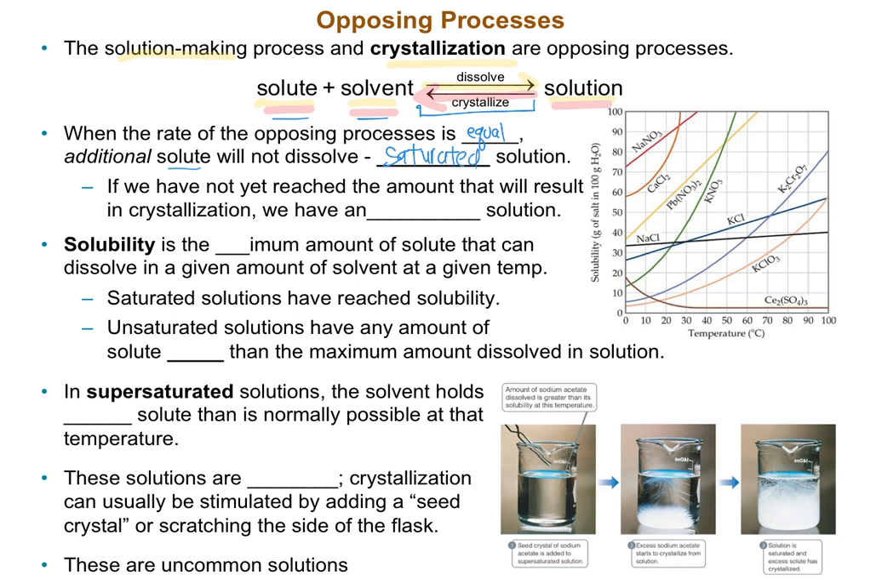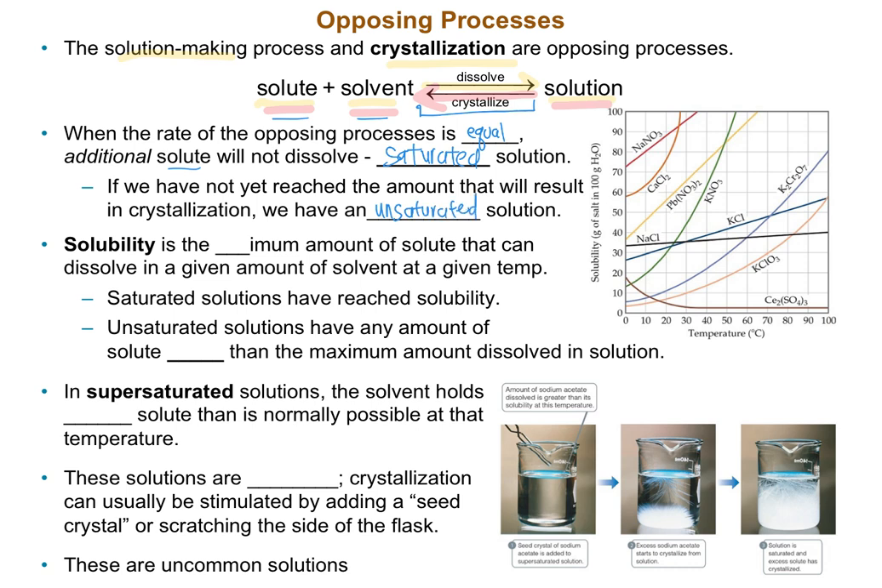So I can't dissolve anymore. I am saturated. Just like if I had a towel and it was saturated with water, it can't hold anymore. It's now getting ready to drip, right? If I haven't yet reached that amount to create a saturated solution, I haven't added enough solute, then what we have is an unsaturated solution.